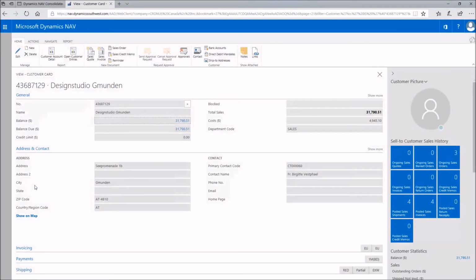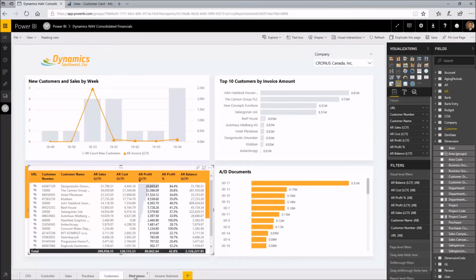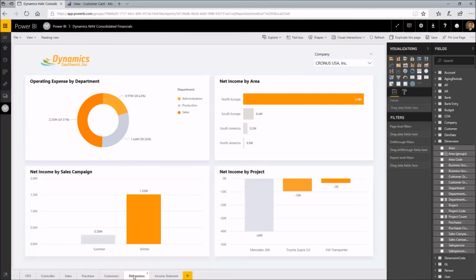We've talked about the dimensions being used to view the net income by area. Here are some other examples. Philosophically, the dimensions help to analyze the when, where, who, and what, to understand why and how.